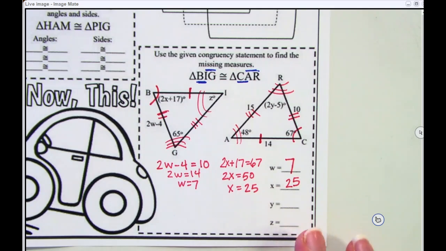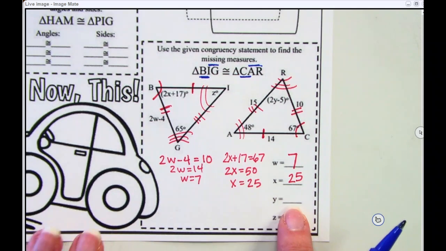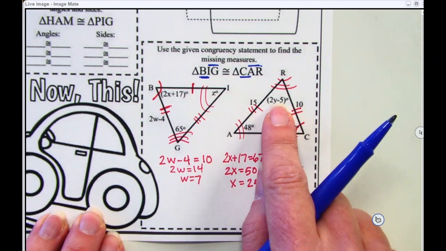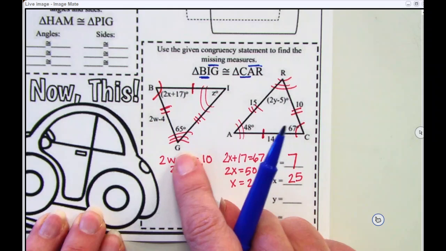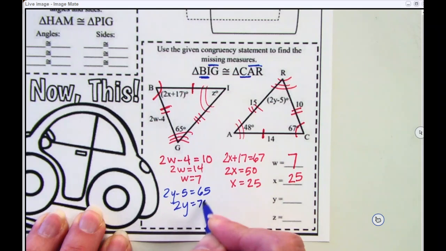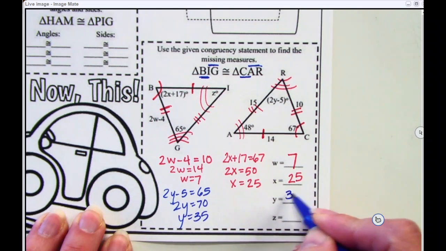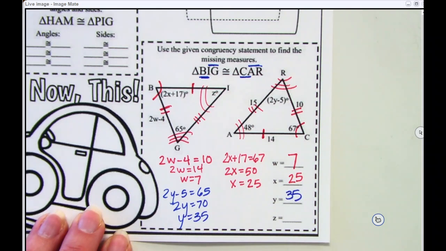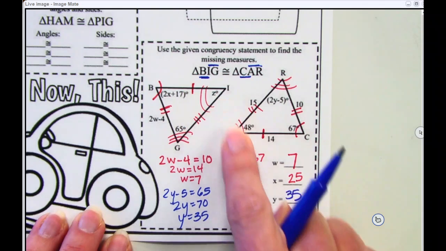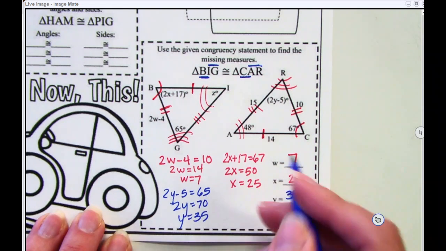Yeah. Perfect, thank you. Okay, I'm to Y. Where is Y? Here. 2y minus 5 goes with what? 65. All right, 2y minus 5 is equal to 65. Add 5 and divide by 2. Okay, and then where's Z? Here. Oh, they're going to make this easy for me. Z is 48.